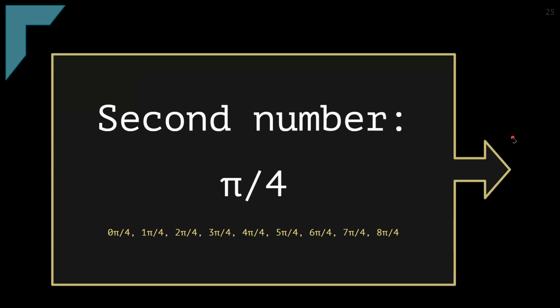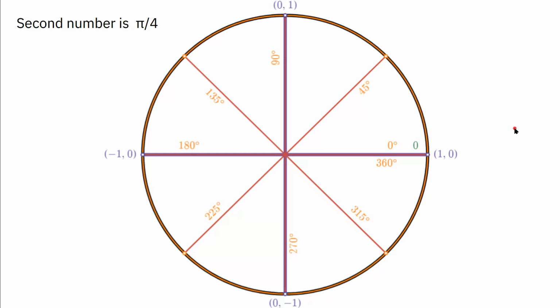Okay, then the next number is pi over 4, and the pattern is going to be 0 pi over 4, 1 pi over 4, 2 pi over 4, 3 pi over 4, 4 pi over 4, 5 pi over 4, 6 pi over 4, 7 pi over 4, 8 pi over 4. It sounds kind of funny when I say it, but we're going to use the same lines as we have already.